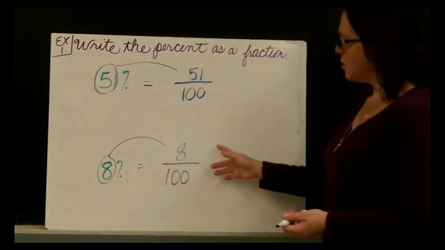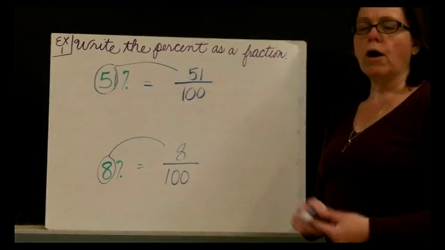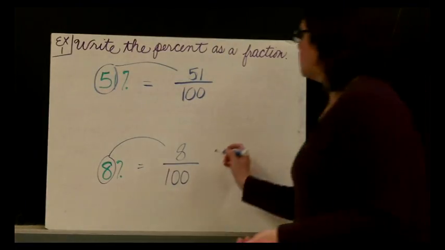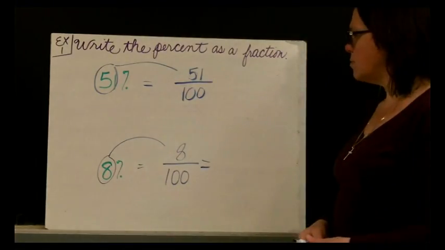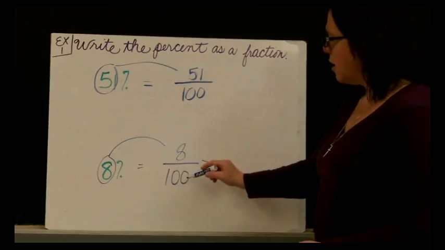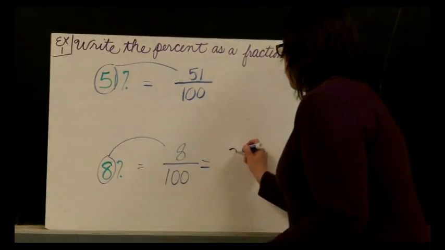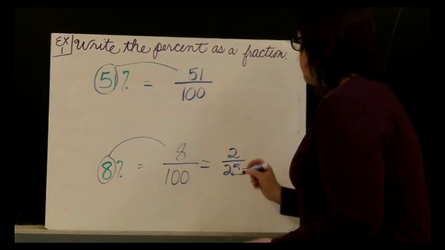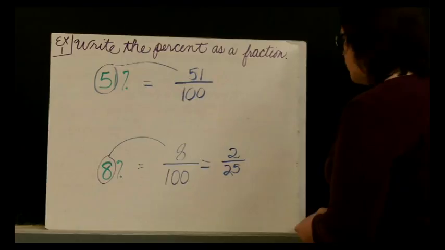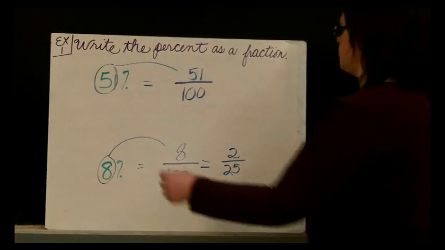Now let's take a look at the ratio that we have. We have 8 hundredths. And what's the rule when we are working with fractions? Always simplify to simplest form. The greatest common factor of 8 and 100 is 4. When we divide a 4 out of each number, we end up with 2 over 25. So 8% written as a fraction is 2/25.